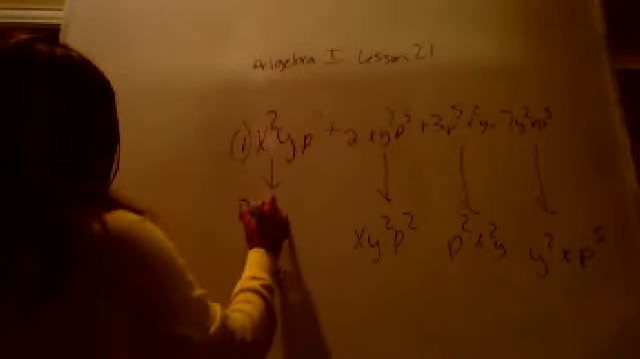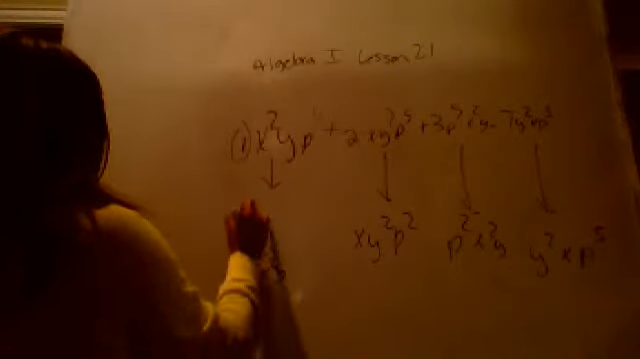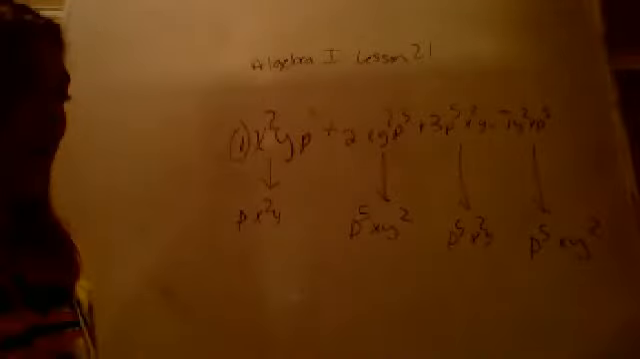So p to the 5th x squared y. This becomes p to the 5th x y squared. This becomes p to the 5th x squared y. This becomes p to the 5th x y squared. Okay. I notice now I can see these two are exactly the same.